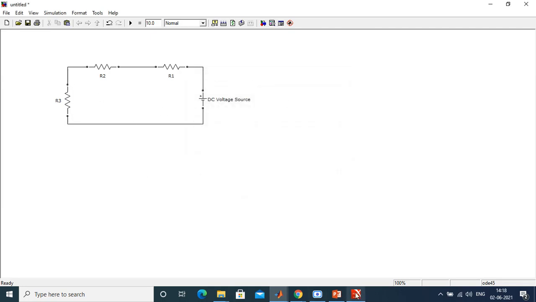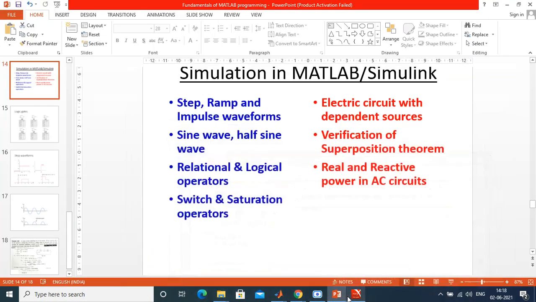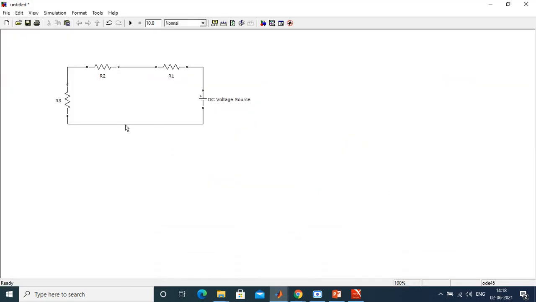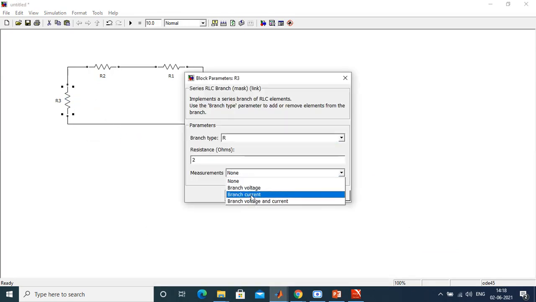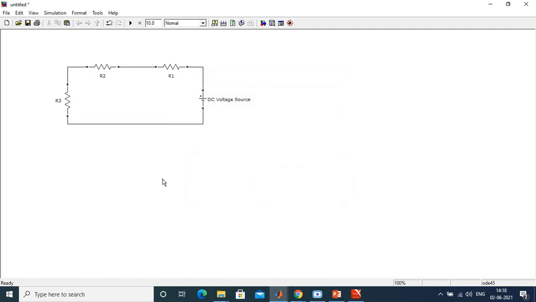Now what is the response I need? Voltage across the 2 ohm. How to compute the voltage across 2 ohm? I will take a multimeter. I need the branch voltage, so I indicate the measurements as branch voltage, apply. Now I will take the multimeter.